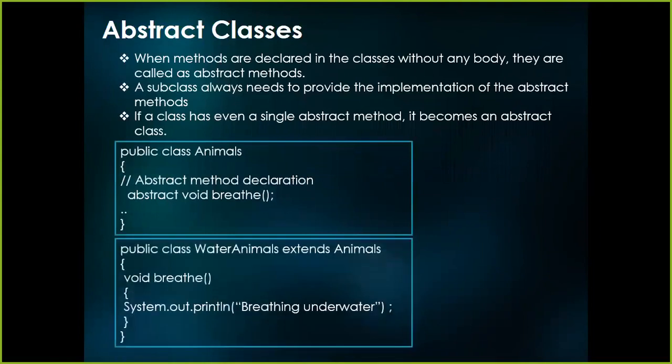Hey, Shiva, but what is the use? It didn't make any sense, right? The use is that you provide the common nature, common operations, common methods that you can do in one generic class. And if you don't know at the time of creation of that class how to implement that method, but still you want that method to be available there.